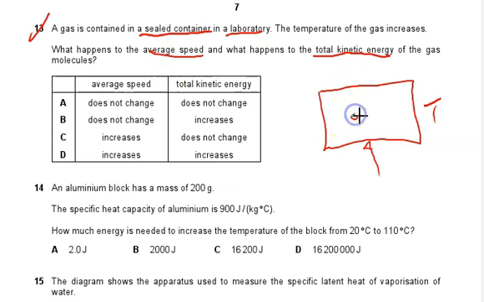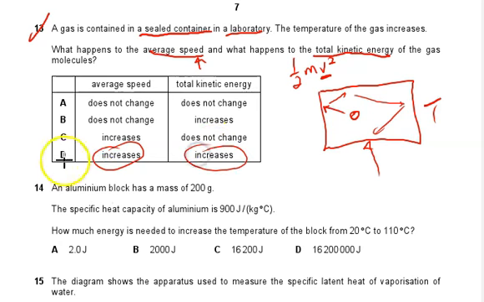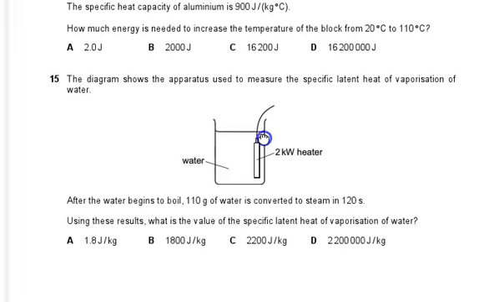The speed obviously will increase with the increased collision. Okay, at the same time, so when the speed increases, the total kinetic energy is also depending on the speed. So both will have an increase. So this is your answer. Okay, now let us look at question number 14 here.